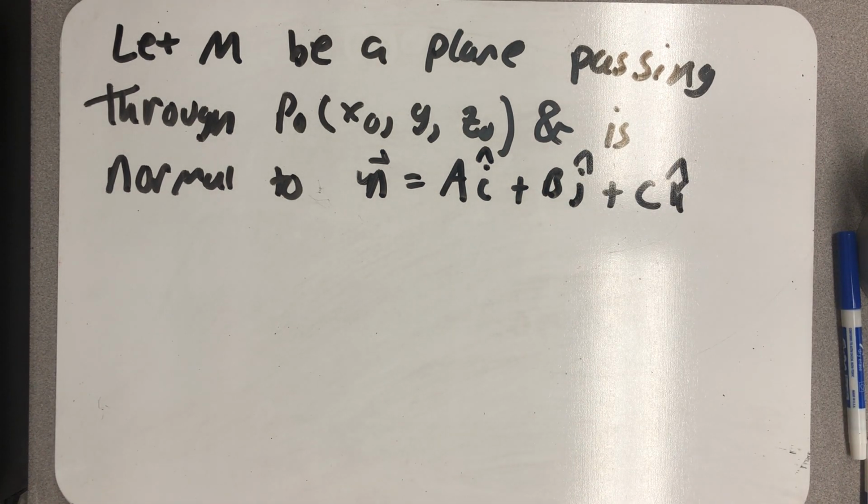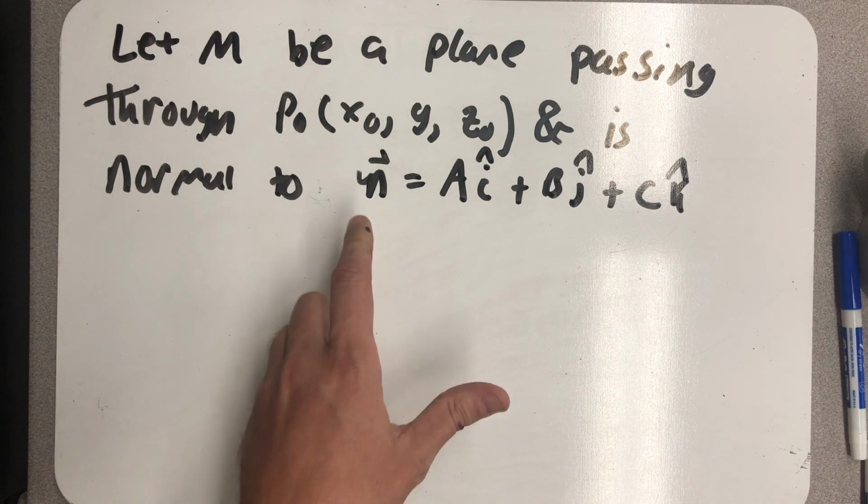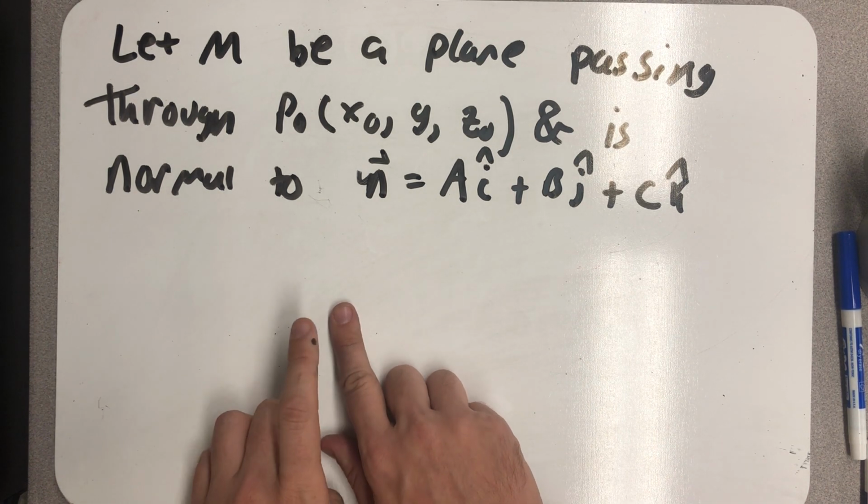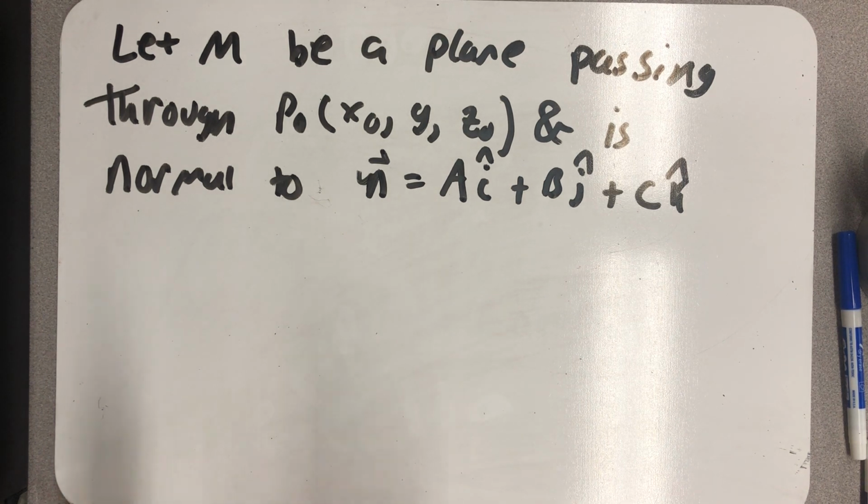Now, the last time I used a little n to represent a vector was way back when we were talking about cross products, and in that context, little n was a unit vector. I am not guaranteed that here. n is just some vector that's perpendicular to my plane. It might be a very long vector, it might be a very short vector. I do not know the magnitude of n.